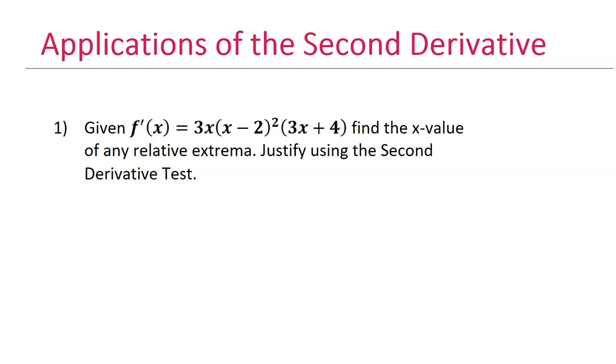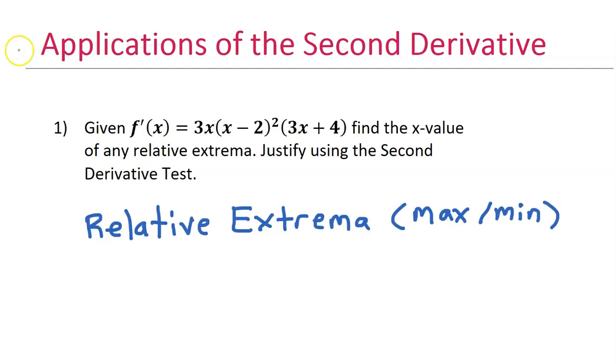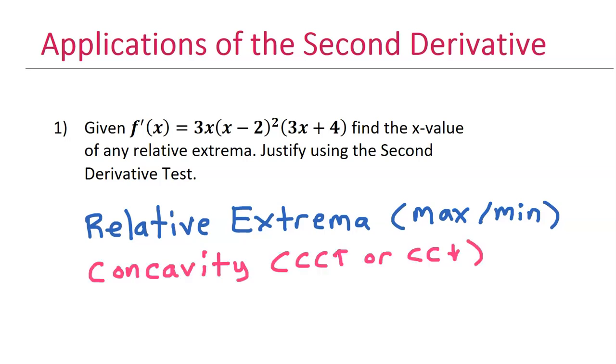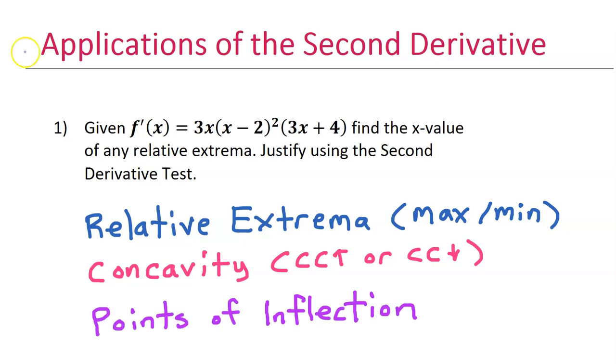In this video, we will discuss the applications of the second derivative. The second derivative can be used to locate relative extrema. That means relative max or relative min. The second derivative can also be used to discuss the concavity of the original function. We can tell on what intervals a function will be concave up or concave down.